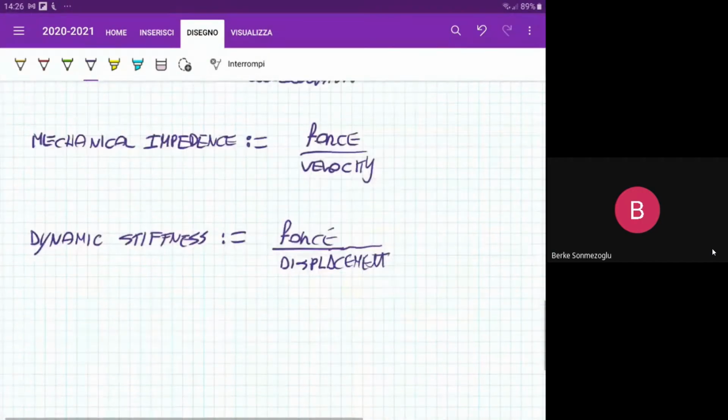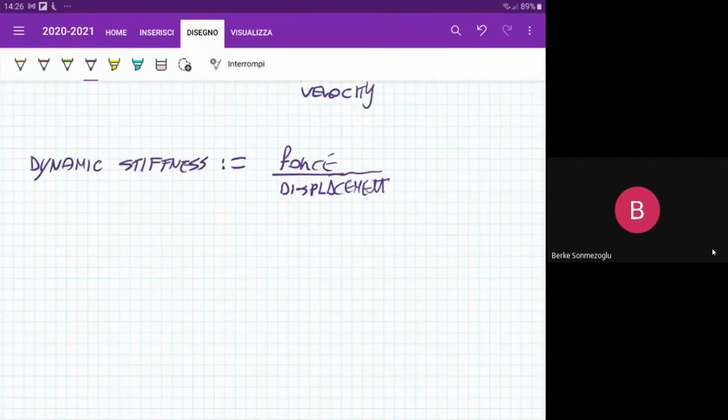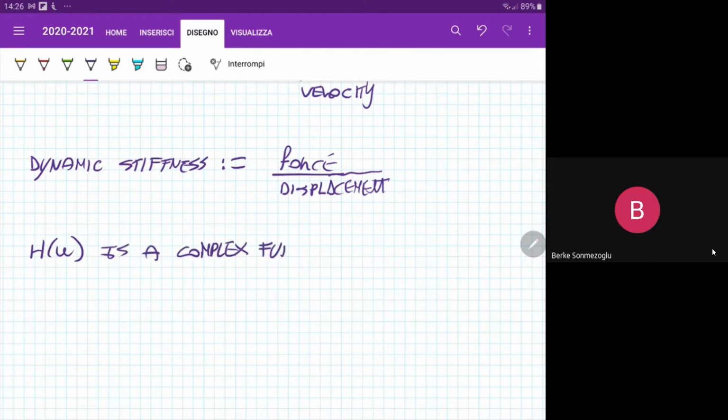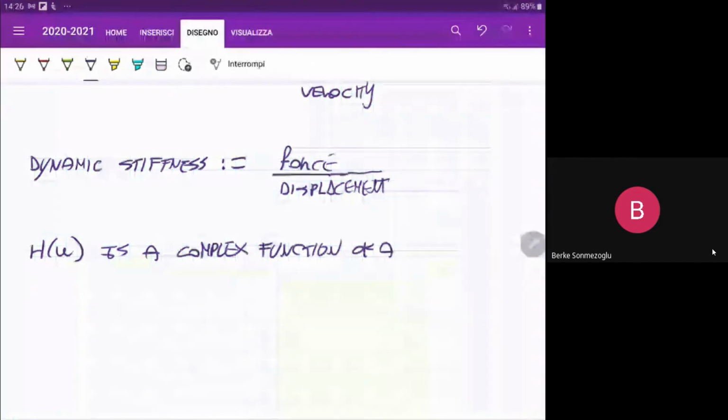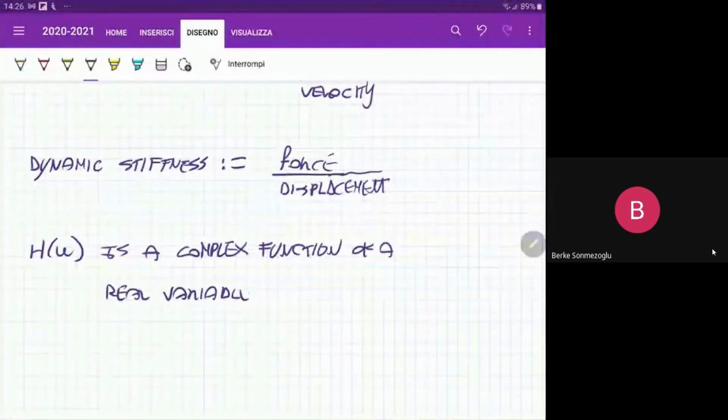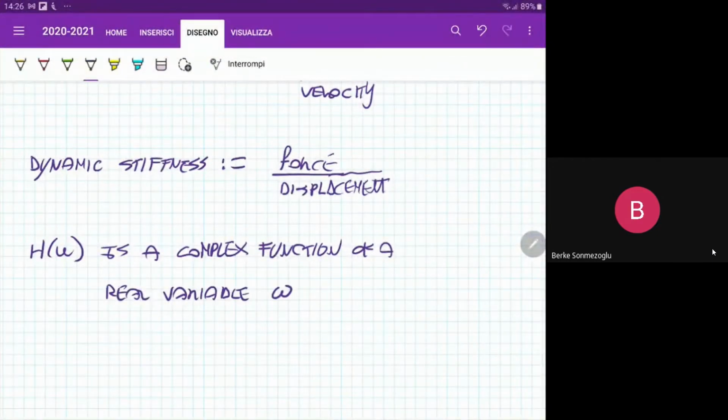Okay, so the frequency response function, H of omega, is, once again, a complex function of a real variable omega. Okay, that is our running frequencies, that is the actual frequencies. And omega is always a positive quantity from 0 up to infinity.